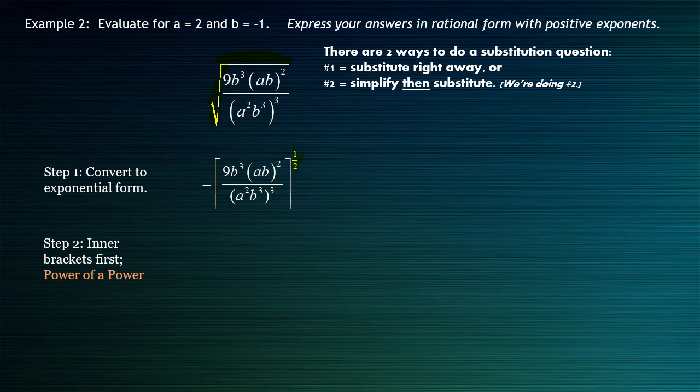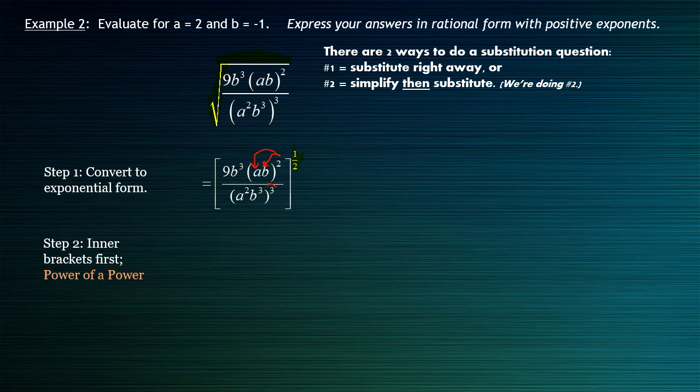Inner first. We have to do the inner brackets first. We have to clean all this mess up first before we can deal with that outer one. So the first law we have to work with is power of a power. This 9b cubed term is okay, I can't do anything with that. But this piece, ab squared, I'm going to need to take that power of 2 and apply it to the a, and take that power of 2 and apply it to the b. That's what the power of a power law is.